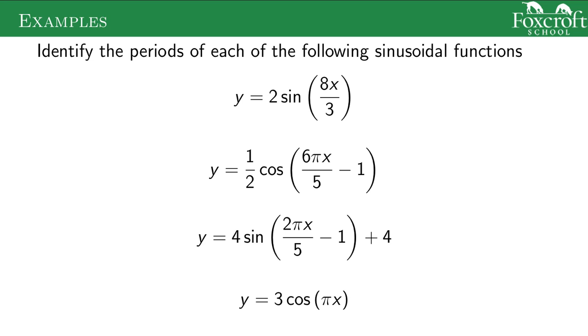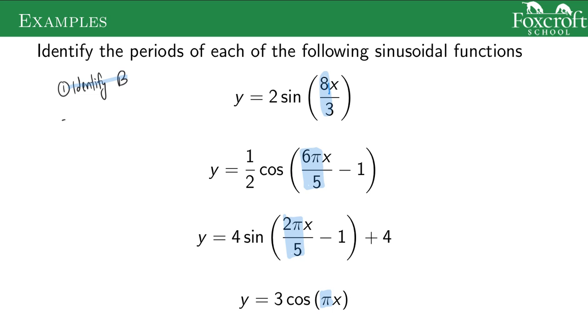So the first thing to do is identify b. All right, so let's do that for all 4 of these at the same time. b is the number you're multiplying your x by. So in this case, b, let's use the highlighter, b is going to be 8/3. All right, that's going to be my b here. What's multiplying by x in this one? 6 pi over 5 is being multiplied by x. Right. Next one, 2 pi over 5 is being multiplied by x. Next one, pi is being multiplied by x. All right, so all of these are my b.